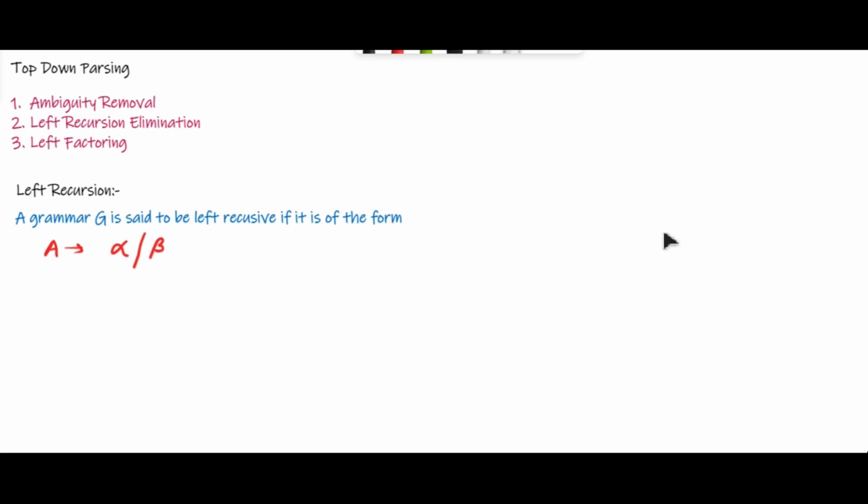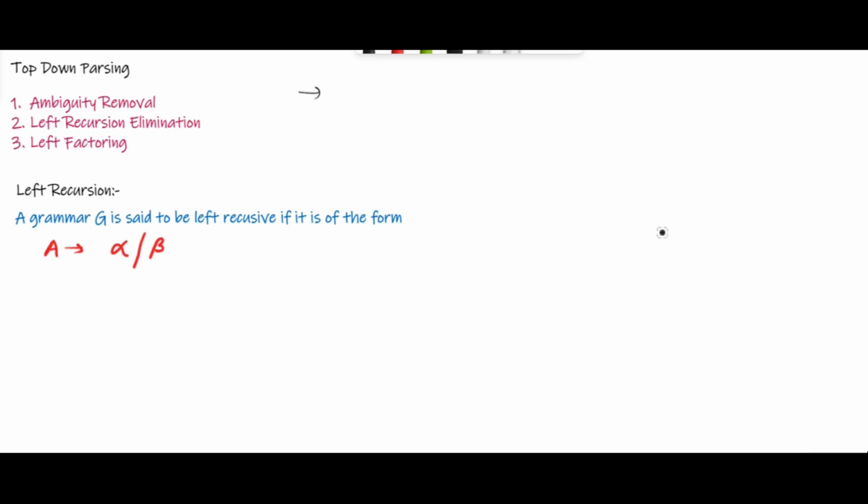Your grammar should not have ambiguity, so if it has, you have to remove that ambiguity. Similarly, if your grammar has left recursion, you have to eliminate that. And similarly for left factoring. So today we are going to understand the concept of left recursion. What do we mean by left recursion, or if we talk about the objective of today's class.